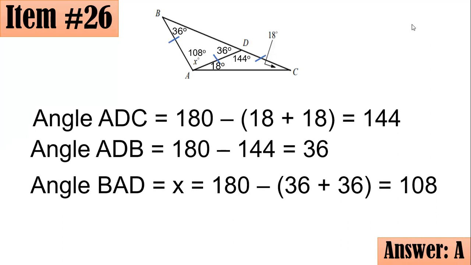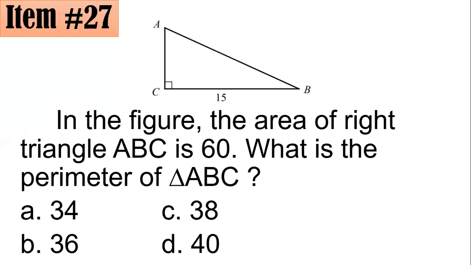27. In the figure, the area of right triangle ABC is 60. What is the perimeter of triangle ABC? Did you go for 34, 36, 38, or 40? What do you think?